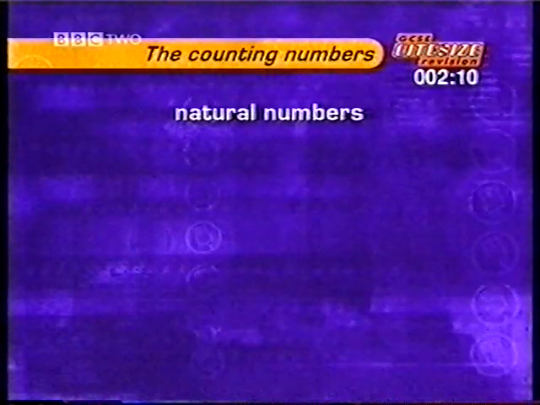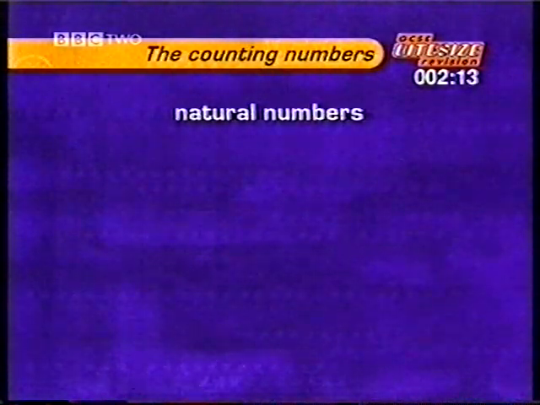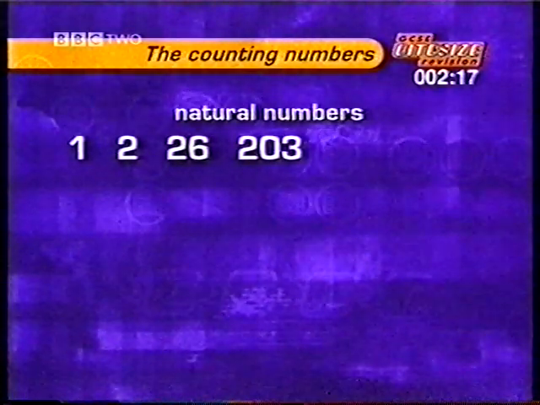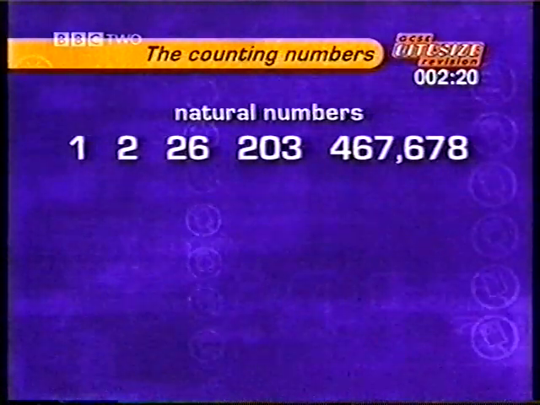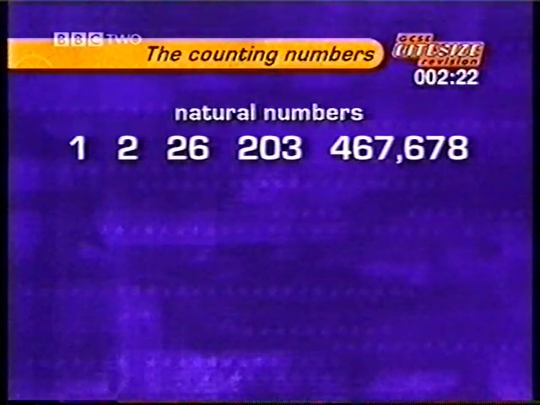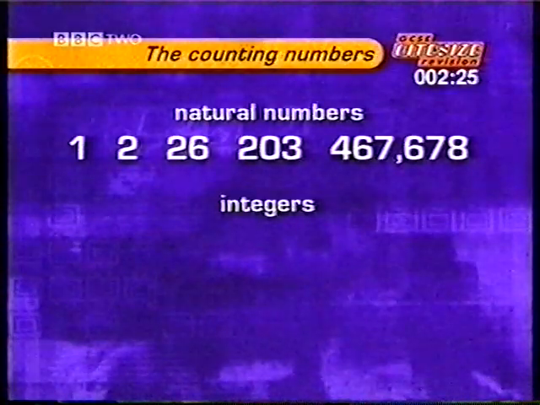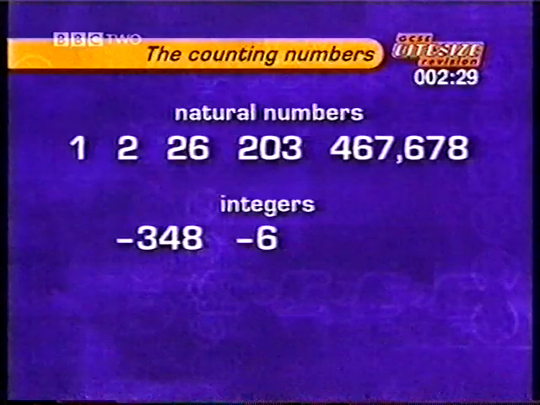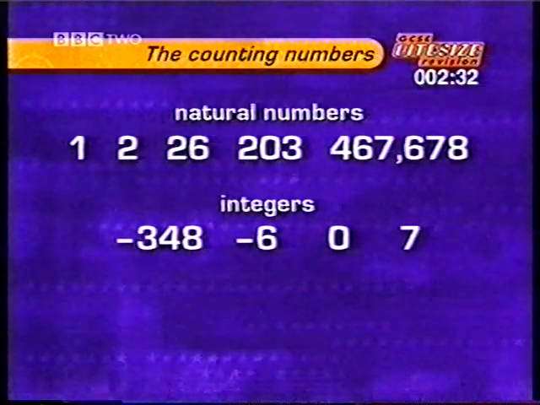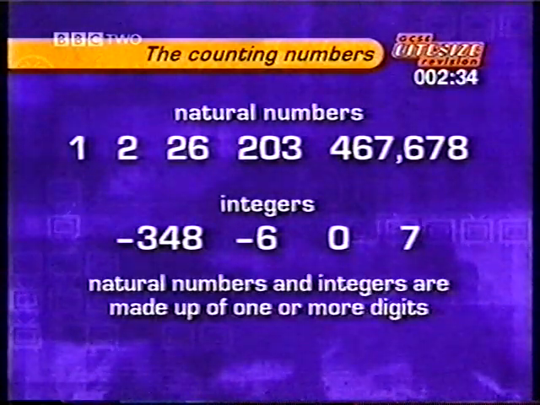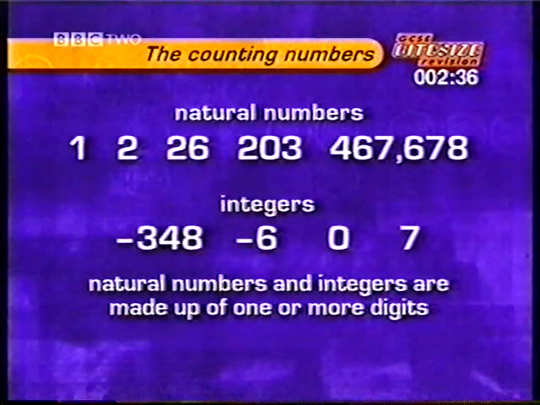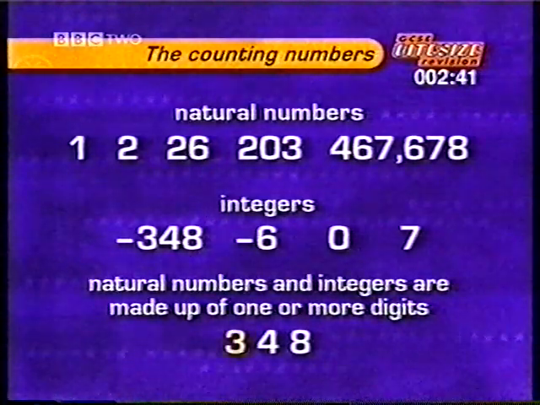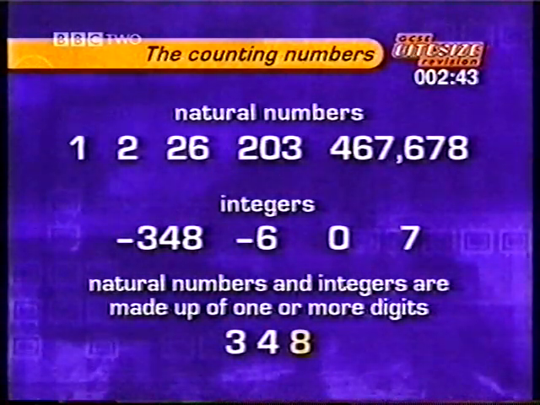Natural numbers are the whole numbers that we count with, like 1, 2, 26, 203, 476, 678, and so on. Integers are the positive and negative whole numbers, like minus 348, minus 6, 0, plus 7, and so on. All natural numbers and integers are made up of one or more digits. For example, 348 is made up of the digits 3, 4, and 8.